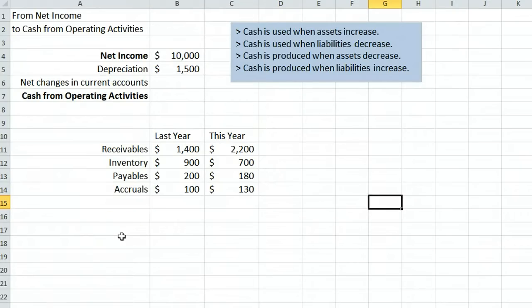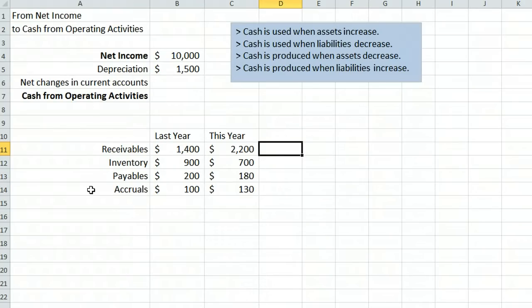One of the trickier parts of producing a cash flow statement is going from net income to cash from operating activities. So we're going to do an example of that here. We have some information given to us from the income statement, net income given as $10,000 and depreciation given as $1,500. And we also have some information given here from the balance sheet, receivables, inventory, payables, and accruals, all current assets and current liabilities.